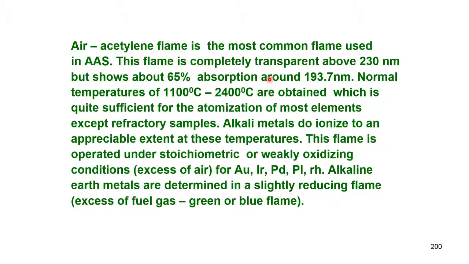Some flame may be transparent above 300. That means above 300 you can determine any element if it has got a resonance line above 300. But air-acetylene shows about 65% absorption around 193.7 nanometers. See, I have written here, it shows absorbance of about 65% around 193.7 nanometers. The temperatures obtained are around 1100 to 2400 degree centigrade, which is quite sufficient for the atomization of most elements except refractory elements, that you cannot help.